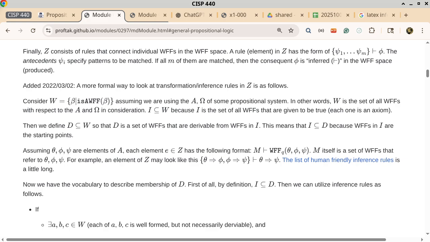So W is always with respect to a particular alpha and a particular omega. We can define alpha and omega differently depending on what we want to do. So in other words, W is the set of all well-formed formulae with respect to alpha and omega in consideration. That's basically just what I said.